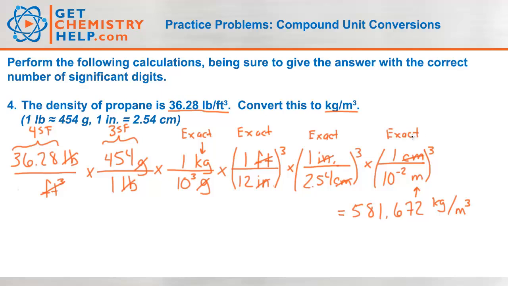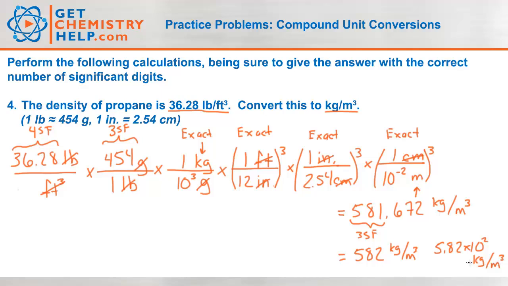So how many significant figures should our answer have? Well, we got 4, 3, exact, exact, exact, exact. So the fewest is 3. So our answer can only have 3 sig figs. So I round that off. The 6 tells me to round up, so I can either write that as 582 kilograms per meter cubed, or I could write that in scientific notation as 5.82 times 10 to the second, and still kilograms per meter cubed.